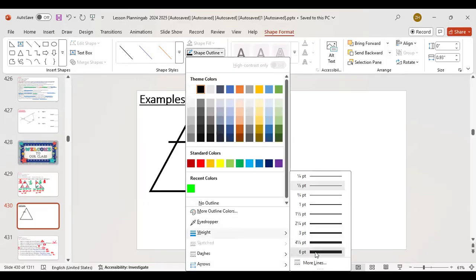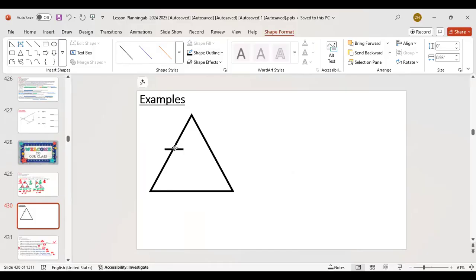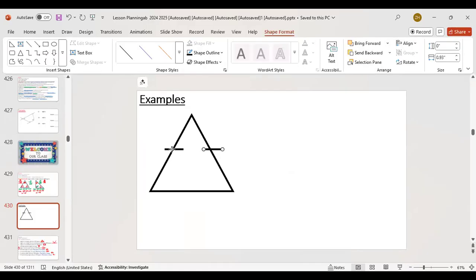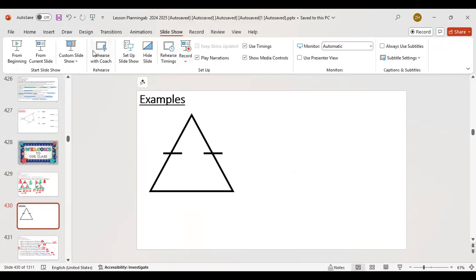Isosceles triangle. Smart. That's good. That's excellent. You have a very good eye for these things.